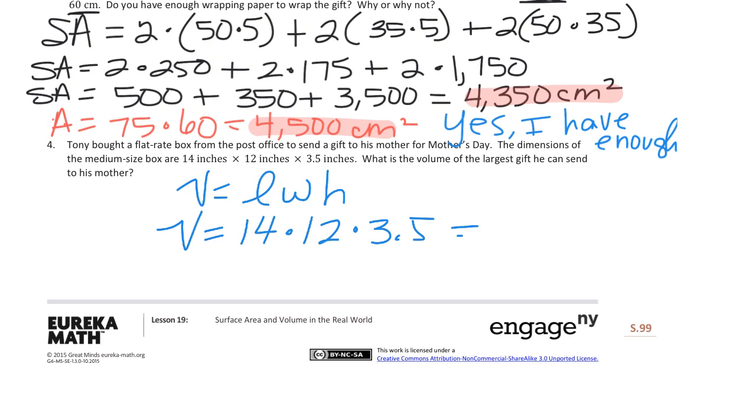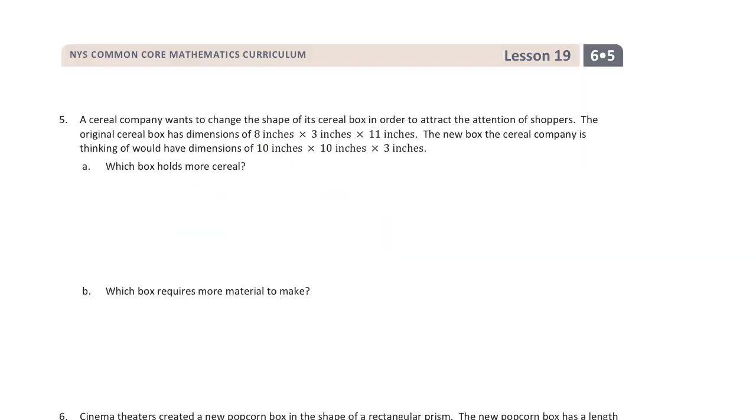So I grab my calculator, multiply those together, and I get 588 inches cubed. So the gift must be 588 cubic inches or less. Go ahead and go to the next page.